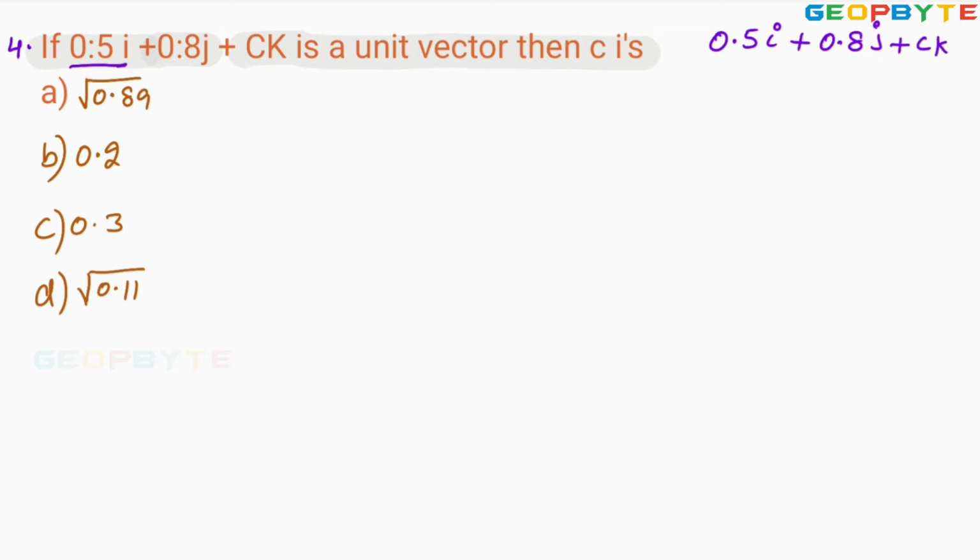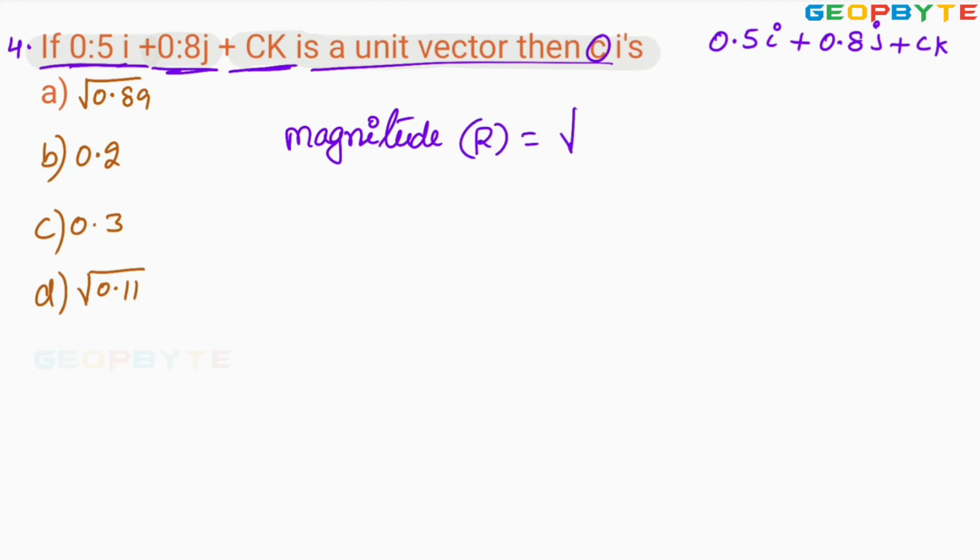That is the relation, printing mistake. If 0.5i plus 0.8j plus ck is a unit vector, that means the resultant value is unity, then you are asked to find the c value. So the resultant, or I can say the magnitude of the vector, let it be r, is equal to, general relation, 0.5 square plus 0.8 square plus c square.